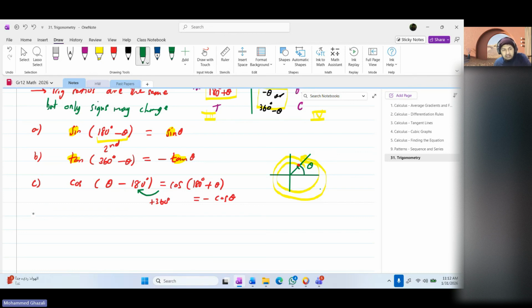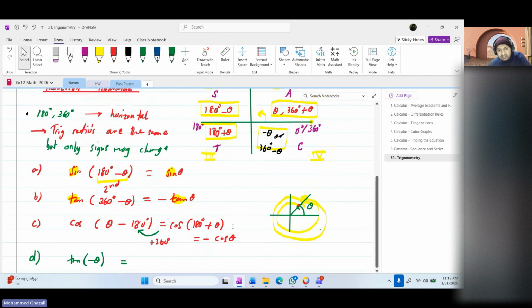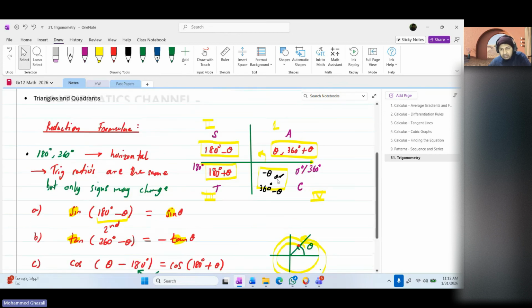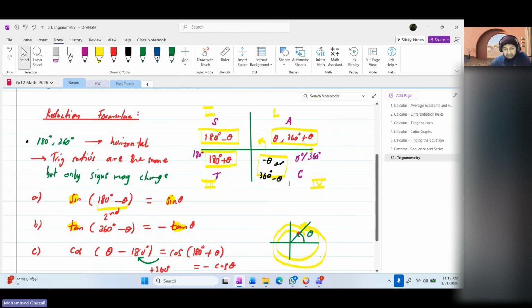Let's look at some examples, like tan of negative theta. That is easy. What's tan of negative theta? Negative theta is in the fourth quadrant and tan is negative. So just negative tan theta. Right? So these are sometimes called negative angles. Only cos is positive in the fourth quadrant, because you understand why. What is cos of negative theta? This is cos theta, because it's in the fourth quadrant, and cos is positive in the fourth quadrant.